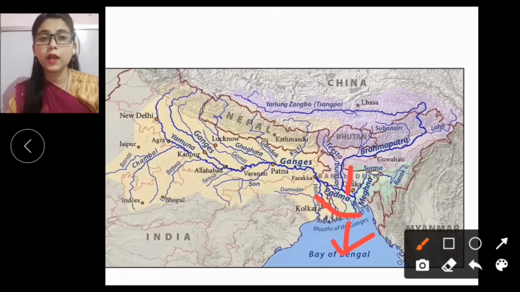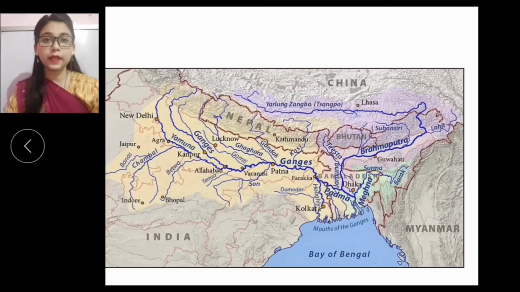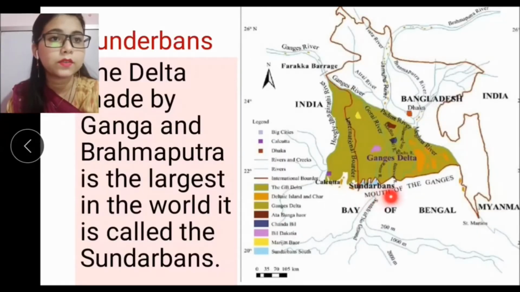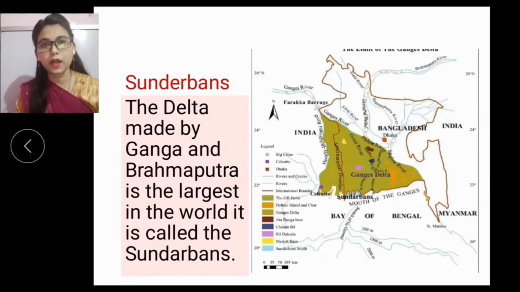It joins to the Jamuna river. Now understood? The delta made by Ganga and Brahmaputra is the largest delta in the world, and what is it called? It is called Sundarbans. Yeah, I want to show you the Sundarbans. So yes, this is the Sundarbans. Okay, the delta made by Ganga and Brahmaputra is the largest in the world, and it is called Sundarbans.